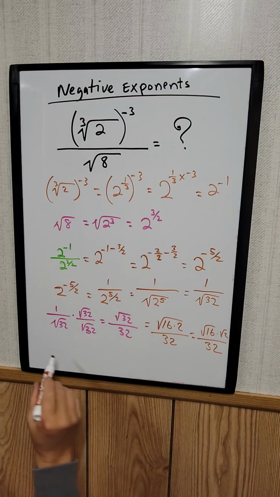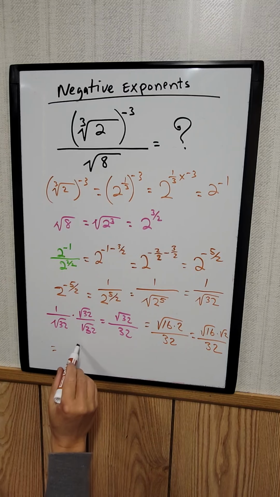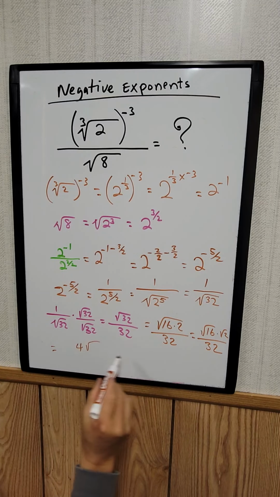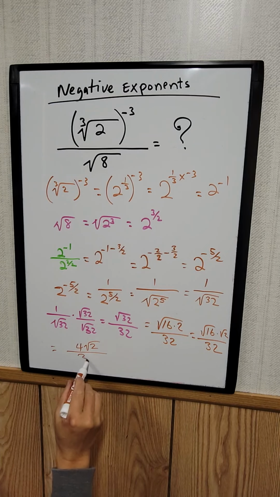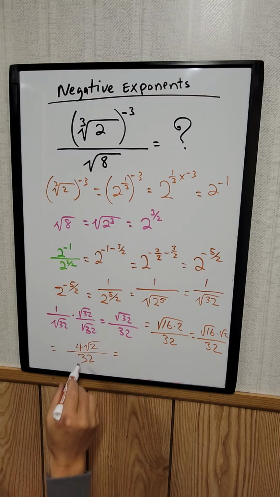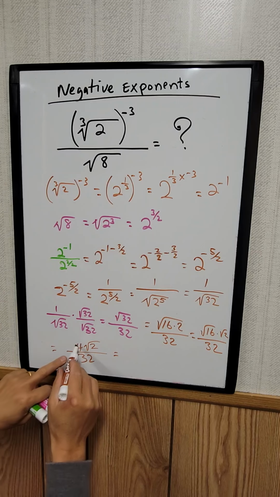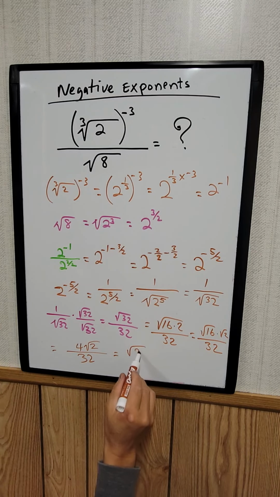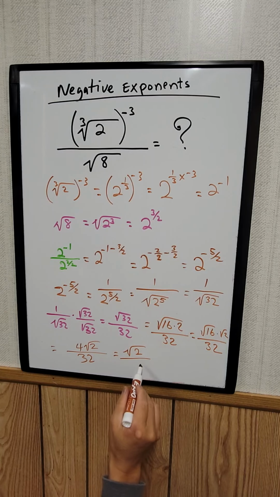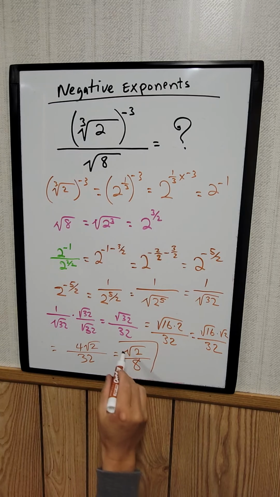The square root of 16 is just equal to 4, times the square root of 2, divided by 32. So 4 divided by 32, we can reduce this, and it's just equal to the square root of 2 divided by 8. That's your final answer right here.